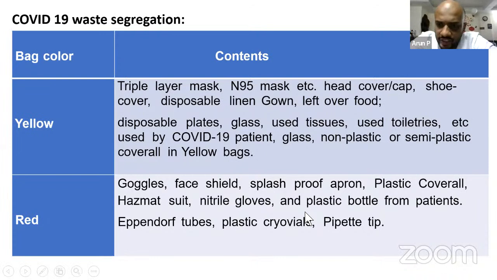Goggles, face shield, splash-proof apron, hazmat suit, nitrile gloves, the plastic bottles and all the IV tubings and sets went into the red bag. So it is the same as before, but with little changes. Don't get confused by this. Go with the routine guidelines. This slide was put just to give an update that policies can change in case of an outbreak, but stick to the original guidelines: yellow, red, white, and blue.